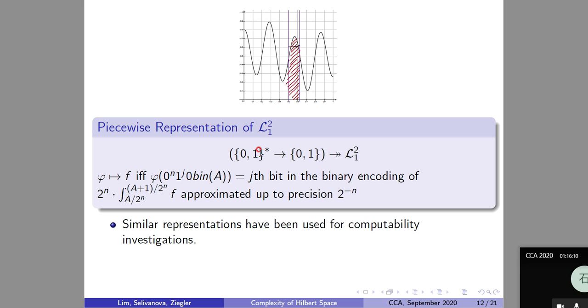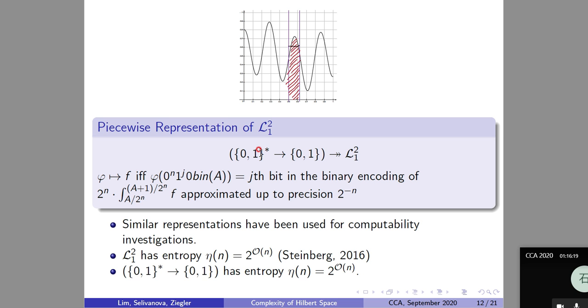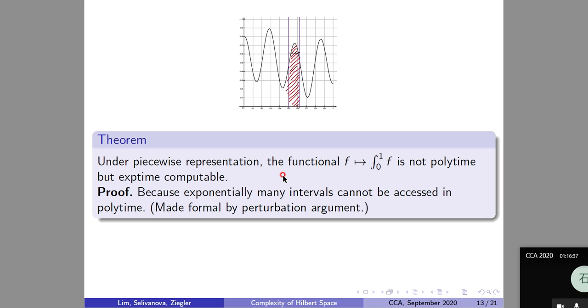Similar representations have been used for computability investigations, and we want to do this for complexity theory. Entropy and modulus are also part of complexity investigations, and we show this. This piecewise representation has a linear modulus of continuity, and by Steinbach's lemma, this is optimal.